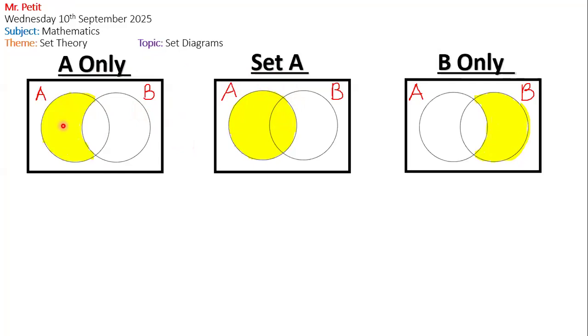Okay. So if I say I only want A only, do not shade everything. But if I say all of A, then you shade the whole circle. That is set A. That makes sense? Okay, so we already did B only. So B only is only going to be this part. Now, obviously, the next thing is going to be set B. So let's do set B.